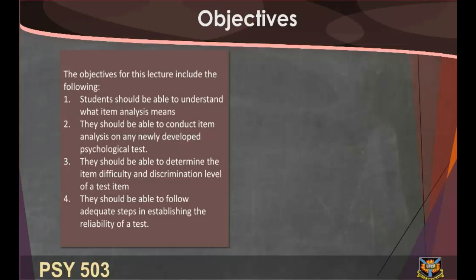Objectives. The objectives for this lecture include the following. 1. Students should be able to understand what item analysis means. 2. They should be able to conduct item analysis on any newly developed psychological test. 3. They should be able to determine the item difficulty and discrimination level of a test item. 4. They should be able to follow adequate steps in establishing the reliability of a test.